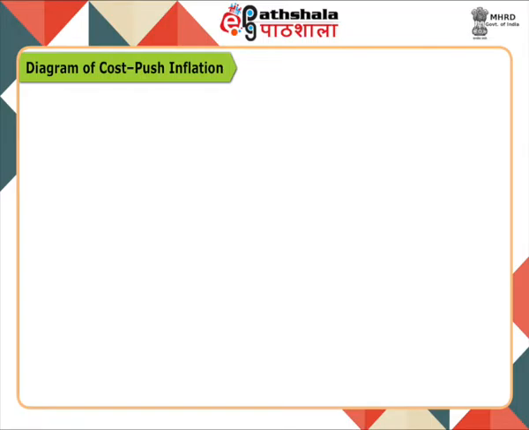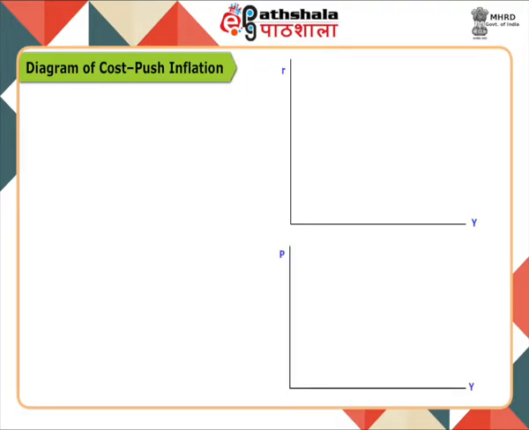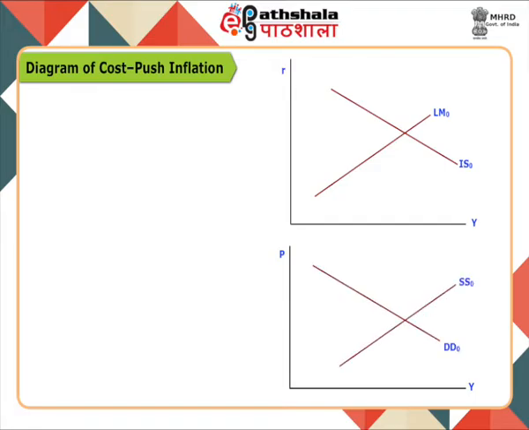Cost push inflation is explained through this diagram. This diagram has two parts, that is the upper panel and the lower panel. In the upper panel, IS and LM curves are shown, and in the lower panel, aggregate demand and supply curves are shown. Initially, the equilibrium is at Y0 level of output, that is at the intersection of IS0 and LM0 as shown in the upper panel of the diagram.